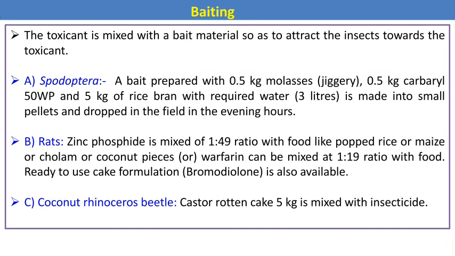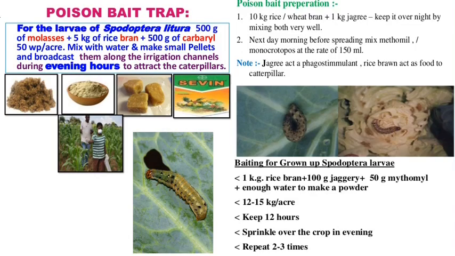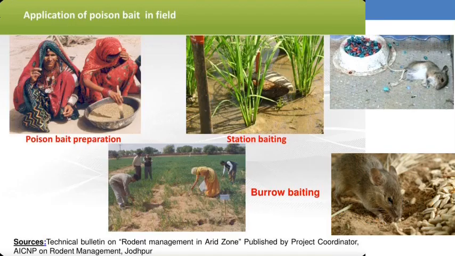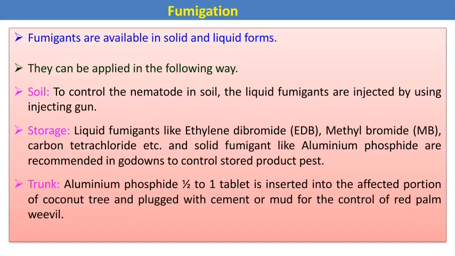Then for the coconut rhinoceros beetle, castor rotten cake 5 kg is mixed with the insecticides. This is the poison baiting technique for the rhinoceros beetle. These are some of the examples of poison baiting techniques against the different caterpillars. This is the Spodoptera litura. Then also we can use the poison baiting technique for the Spodoptera larvae in cabbage. Then this poison baiting technique we can use in the field crop also to avoid the rat infestation.